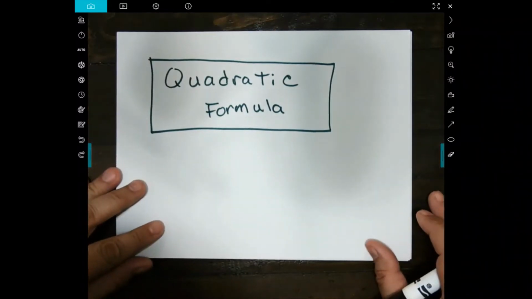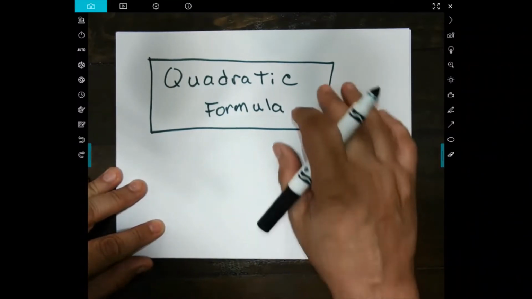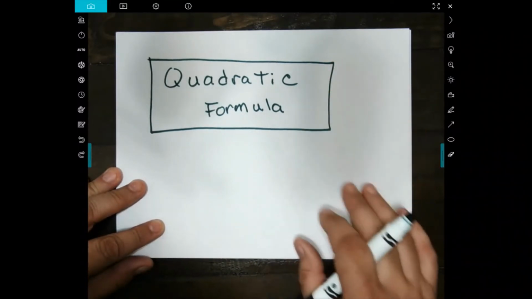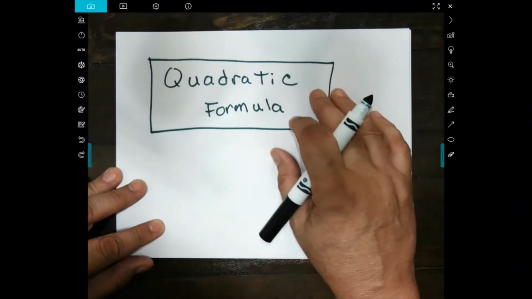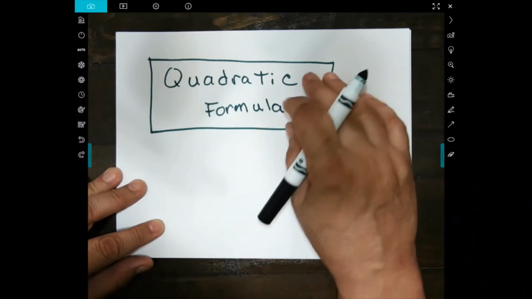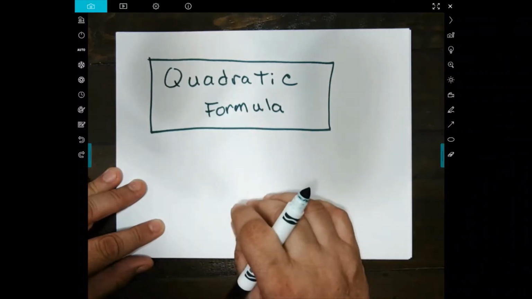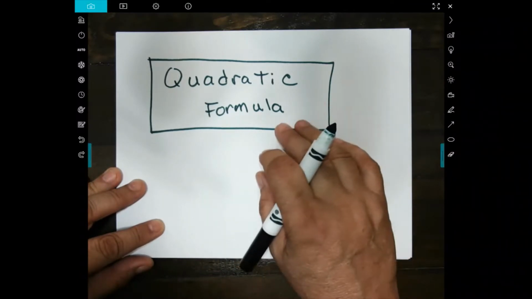What I have for you today is the quadratic formula. We're going to solve problems using the quadratic formula. By this point, when you're looking at the quadratic formula, you already know how to factor and solve quadratic equations by factoring, by completing the square, and by square root.